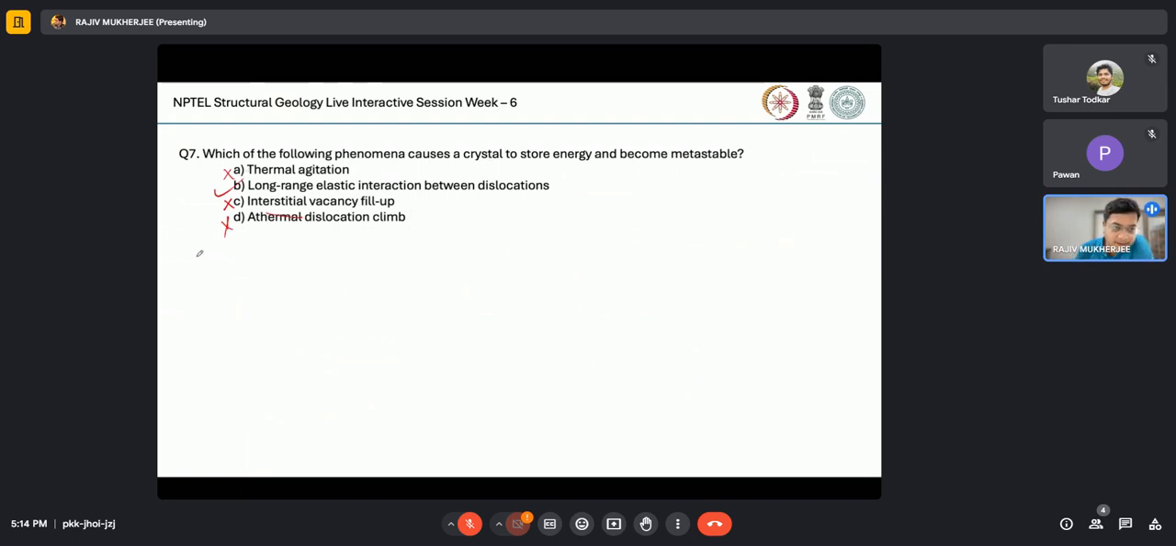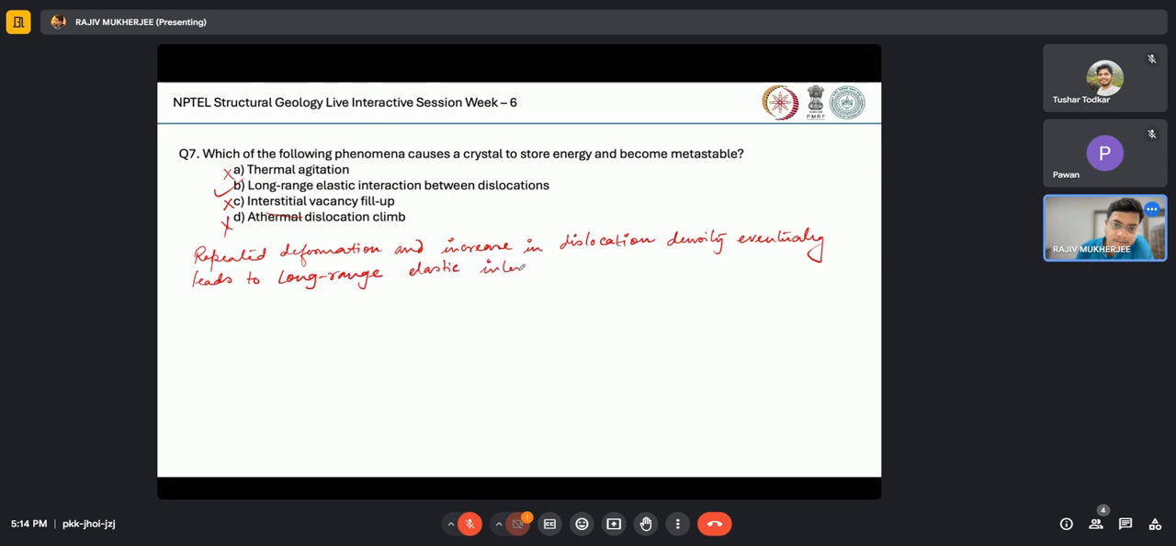So repeated deformation and increase in dislocation density eventually leads to long range elastic interaction between dislocations, and that produces strain hardening in a material.